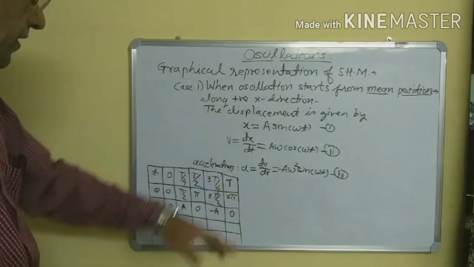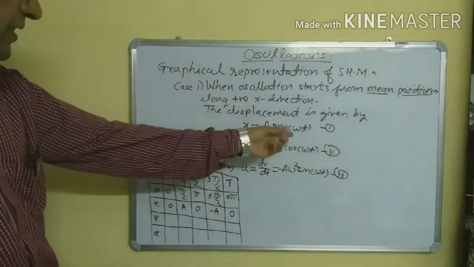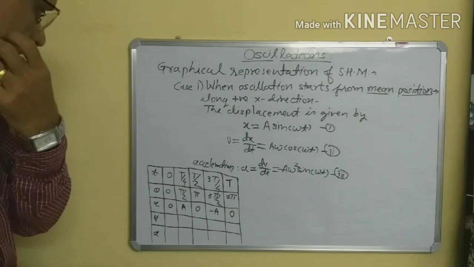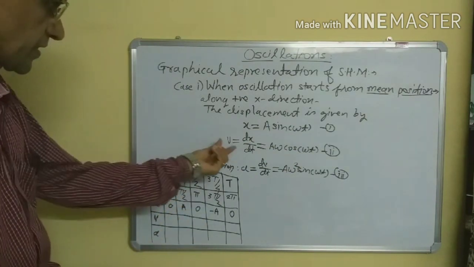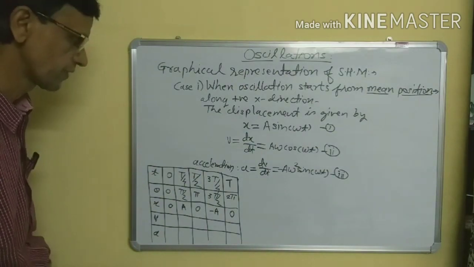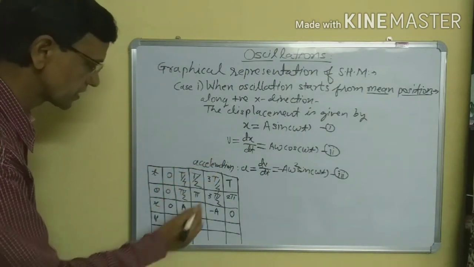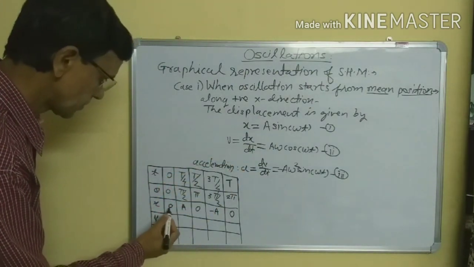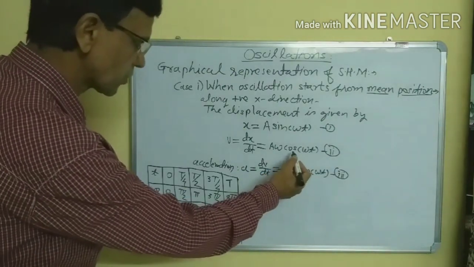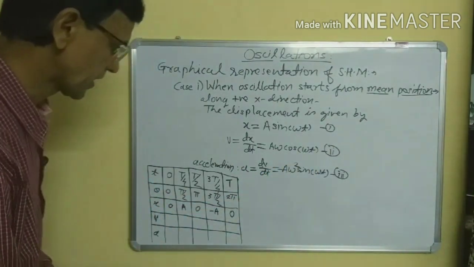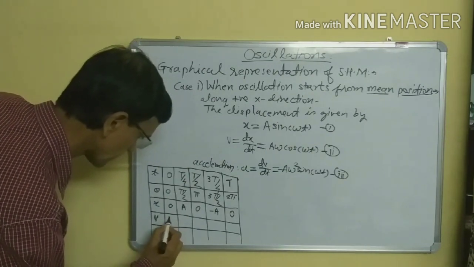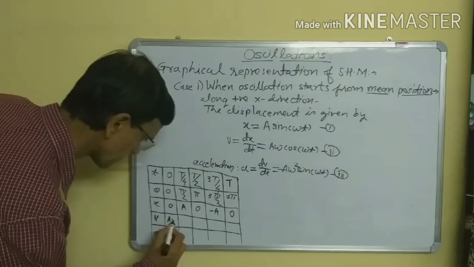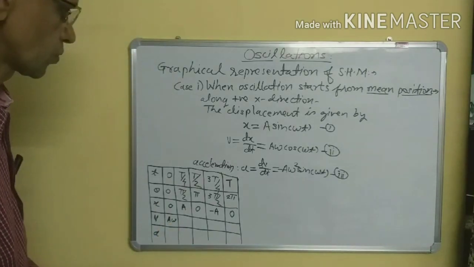This is the displacement value. By putting the values of omega t, or theta, we can get these values of x. And by using the velocity expression, we will get the values of velocity. When theta is equal to 0, cos of 0 is 1, so the value is A omega.